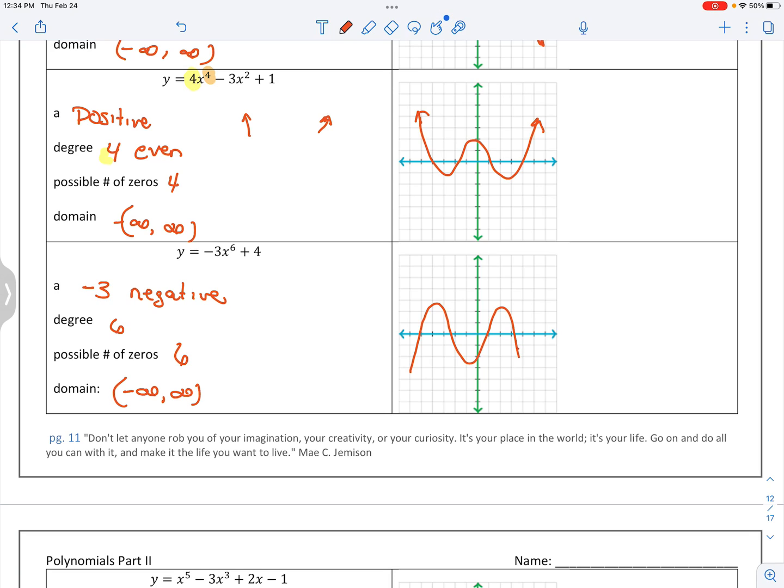How many times have I crossed so far? I got to get 2 more in right quick. There we go. So it looks something like that, the end behavior.